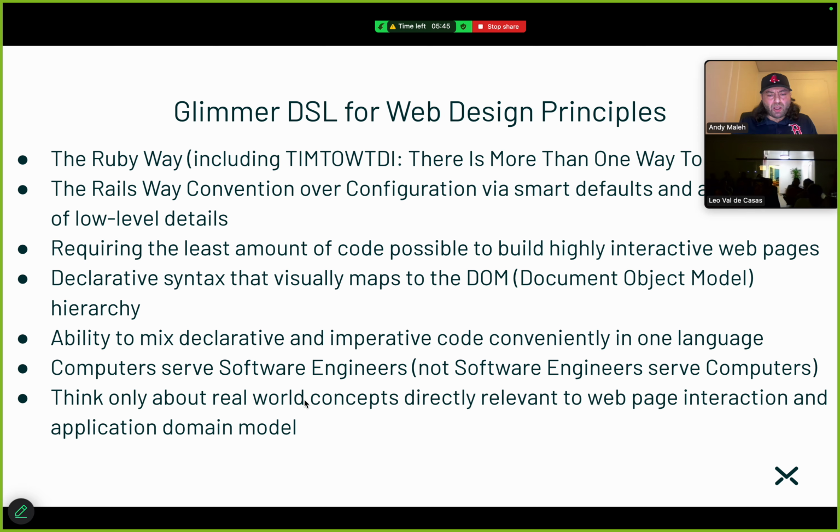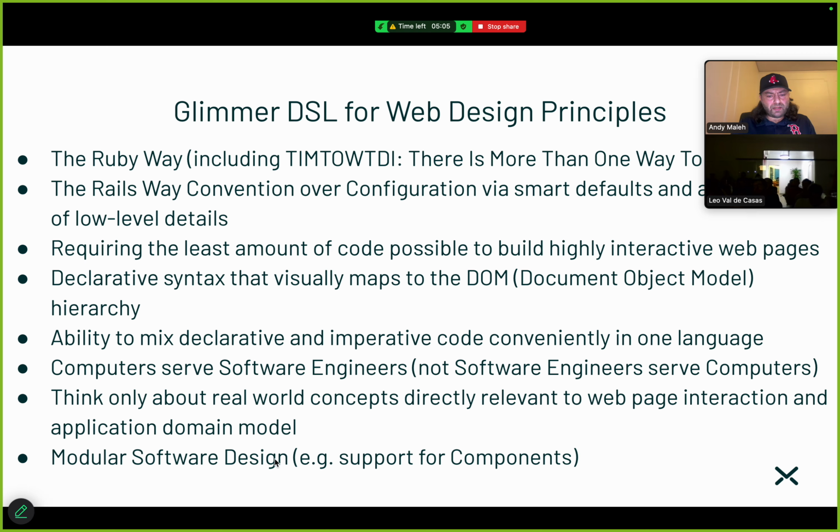We want to think only about real world concepts like web page interaction and application domain. So again, I don't want to worry about state, hooks and effects, and stuff that is not relevant to the business. I only want things that are business concepts. Like I showed you, to-do items could be active or completed. And the code in Ruby was exactly that. I had an attribute called completed and an attribute called active, and that's exactly what they represented. Also, I can change it into editing mode or non-editing mode. So again, the code reflects reality directly.